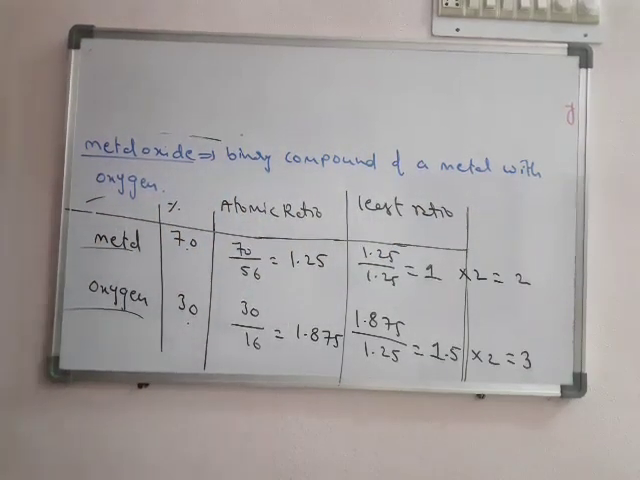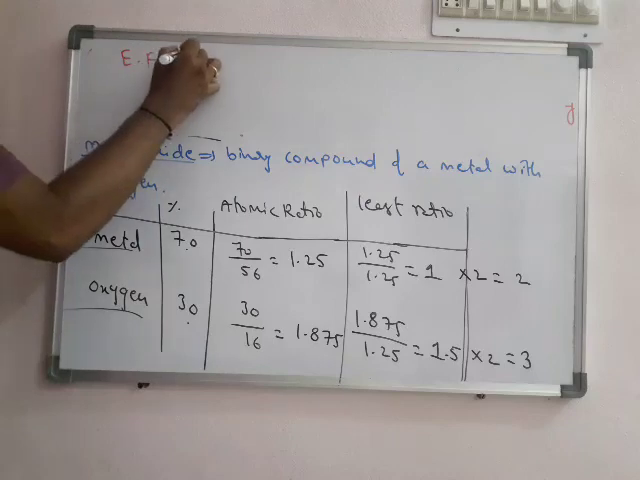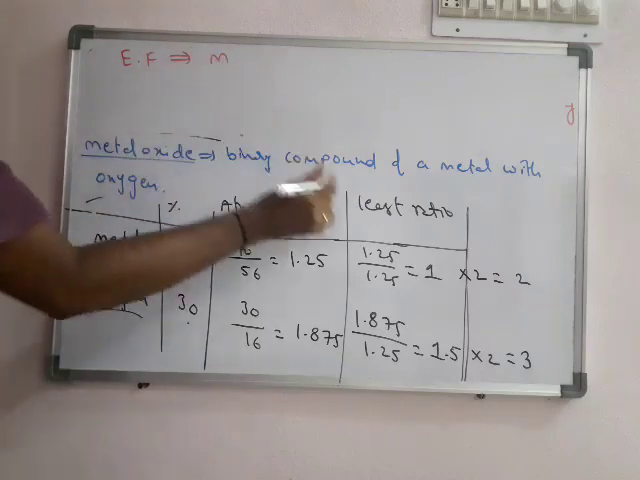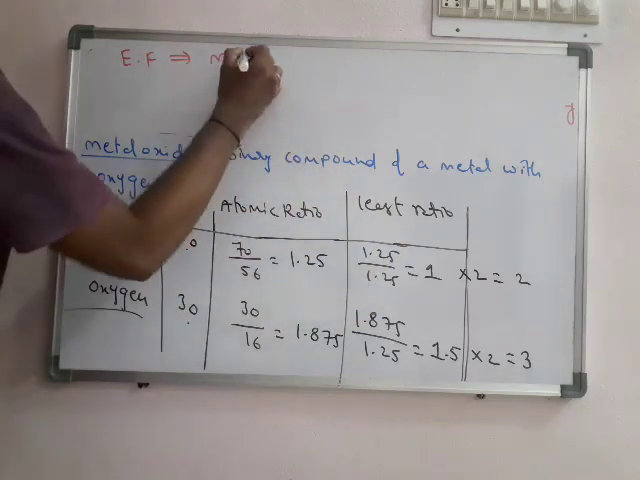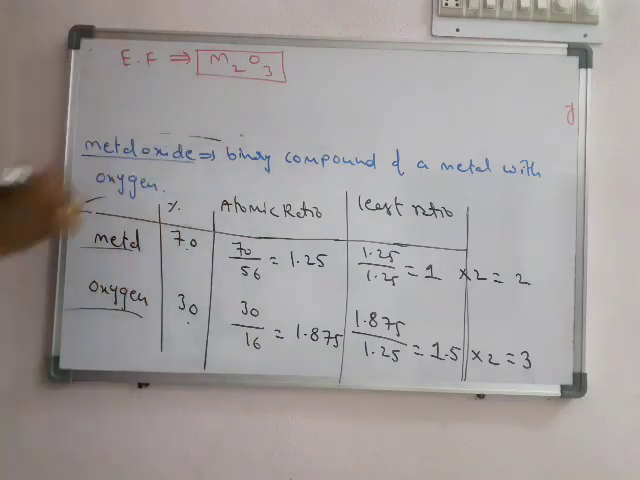So finally, what is the empirical formula of the compound? Therefore the empirical formula: the metal is how many parts? 2. What is the oxygen part? 3. So the empirical formula of the compound is M2O3. Okay. There are some more problems. In the next class we will see those problems.